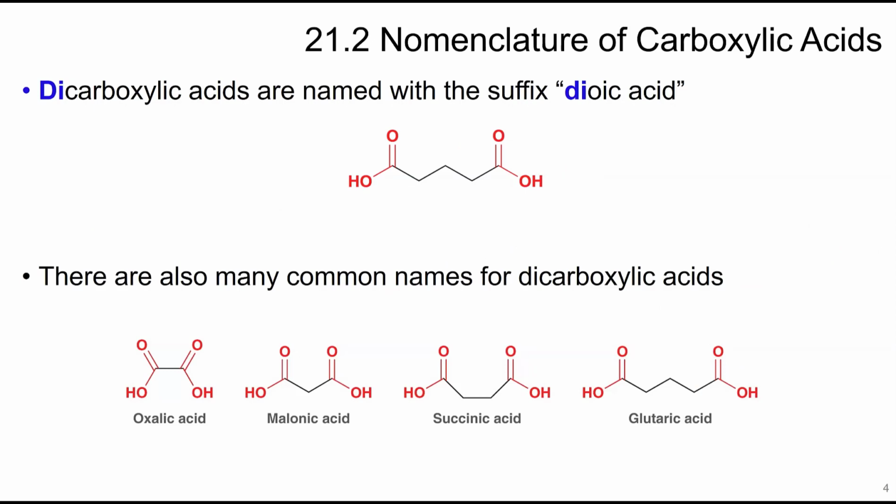If you have a dicarboxylic acid, that's named with the suffix -dioic acid. So this one here with 5 carbons would be pentanedioic acid. There's also other common names for dicarboxylic acids. There's oxalic acid, malonic acid, succinic acid, and glutaric acid. And you won't have to worry about memorizing those.